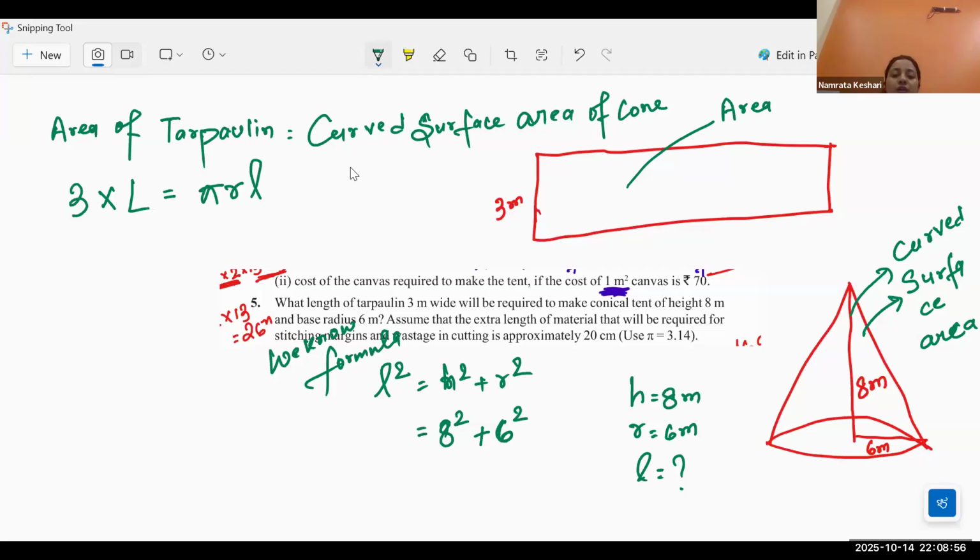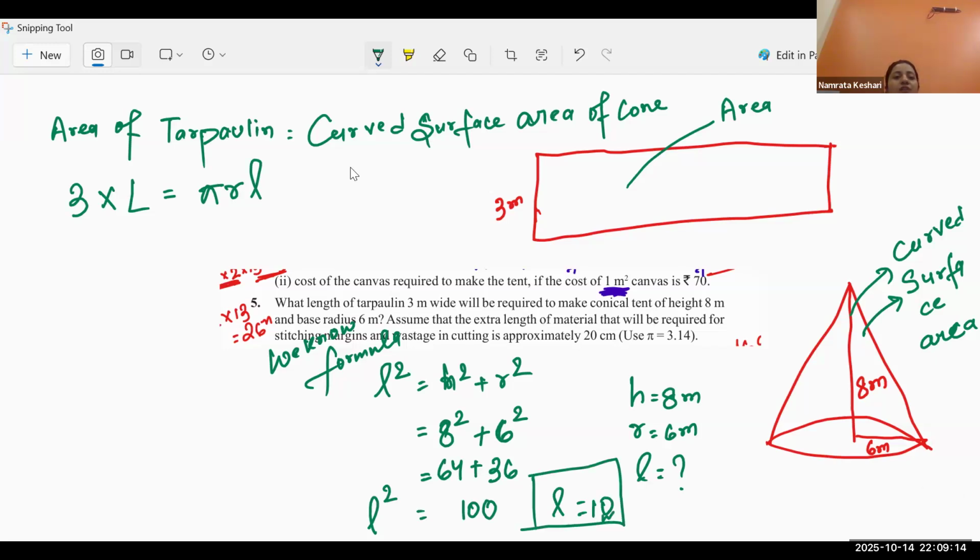You will have 8 times 8 is 64, 6 times 6 is 36, both added together, 64 plus 36 is 100. Oh yeah, this is really simple. If L square is 100, that means L will be 10. Making sense? Yes, ma'am. Okay, so 10 meter we got. Now we will drop the values over here.